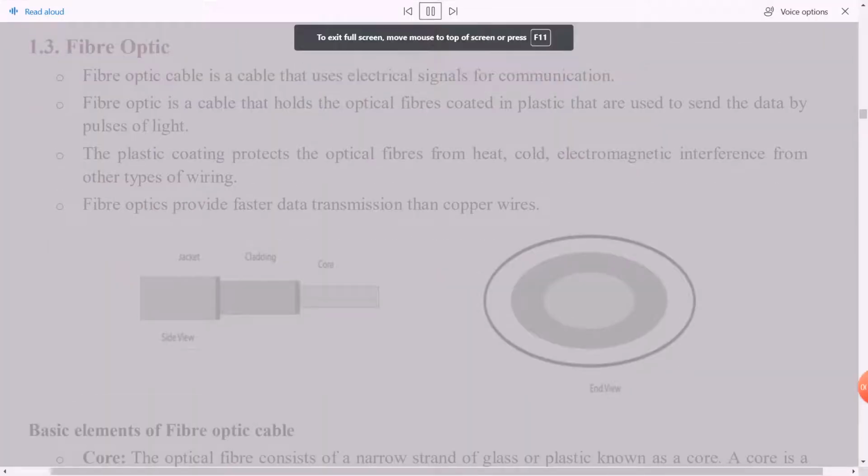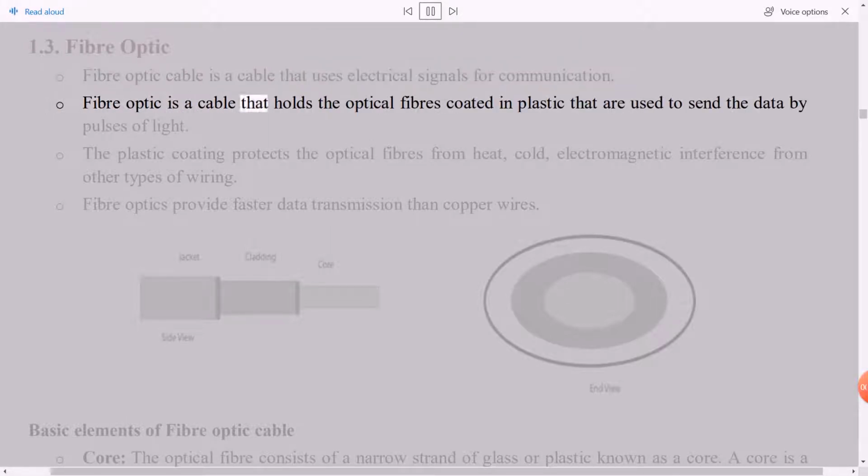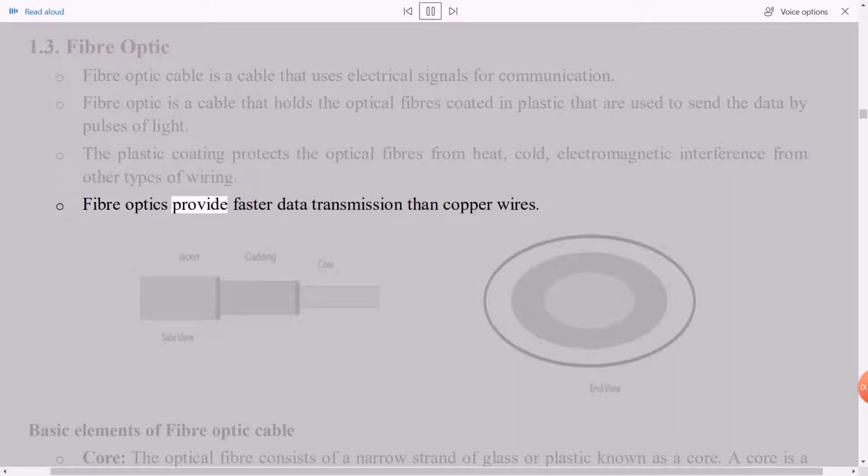Fiber optic cable is a cable that uses electrical signals for communication. Fiber optic is a cable that holds the optical fibers coated in plastic that are used to send the data by pulses of light. The plastic coating protects the optical fibers from heat, cold, electromagnetic interference from other types of wiring. Fiber optics provide faster data transmission than copper wires.